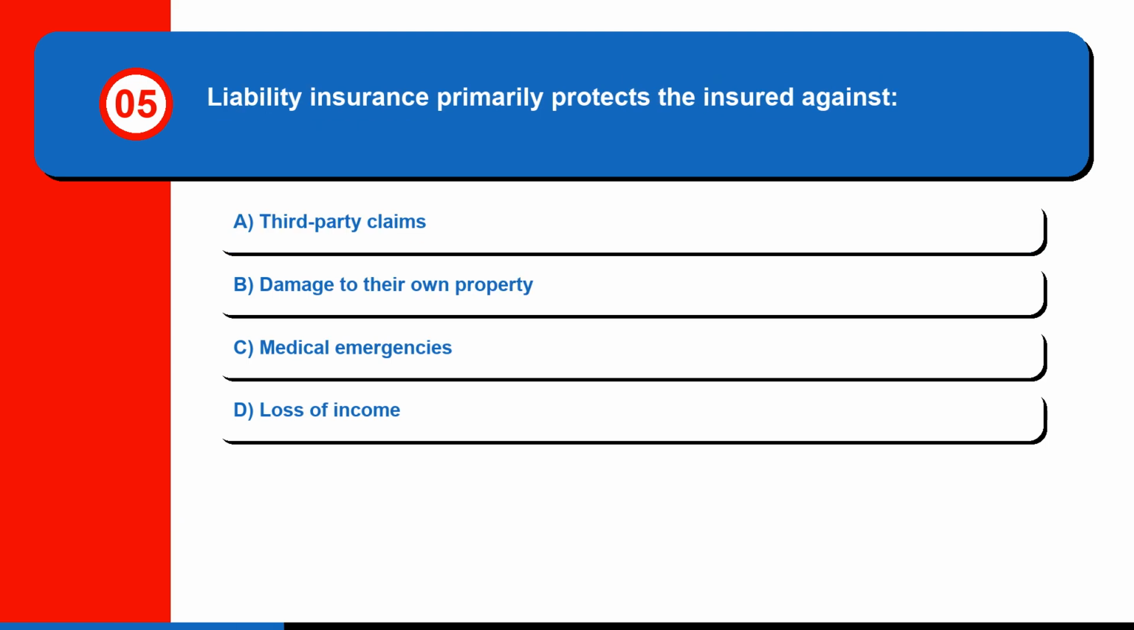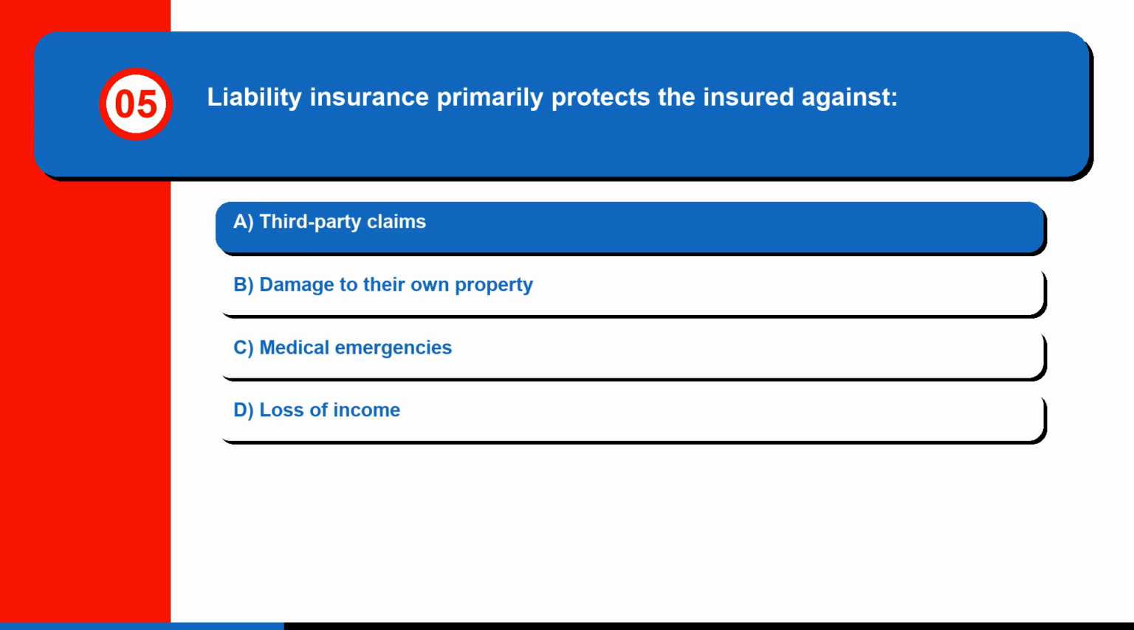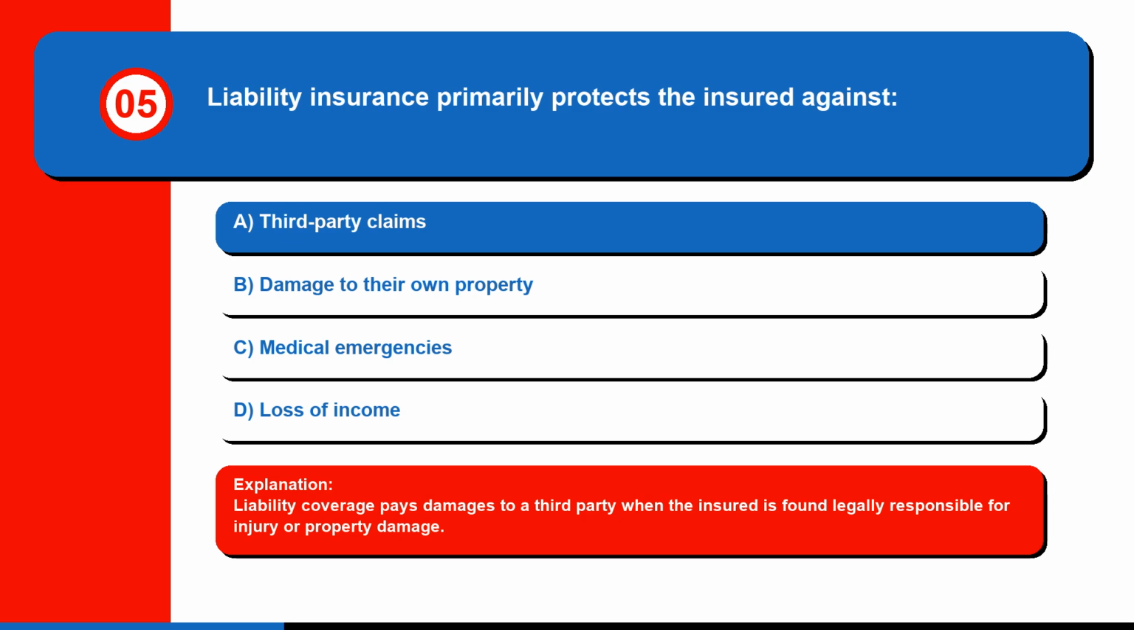Question 5. Liability insurance primarily protects the insured against A. Third-party claims. B. Damage to their own property. C. Medical emergencies. Or D. Loss of income. The correct answer is A. Third-party claims. Liability coverage pays damages to a third party when the insured is found legally responsible for injury or property damage.